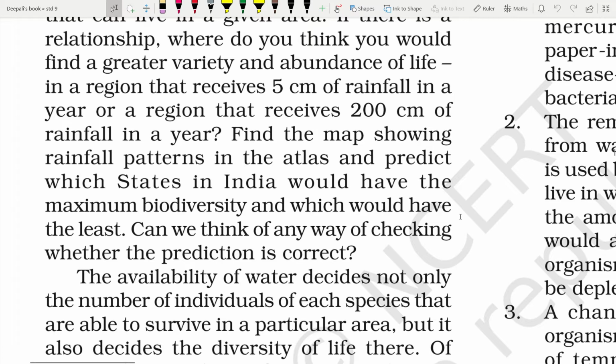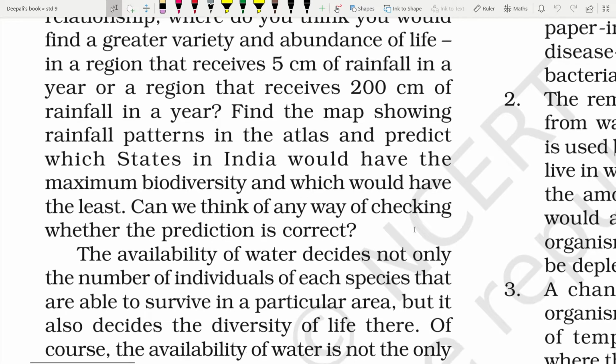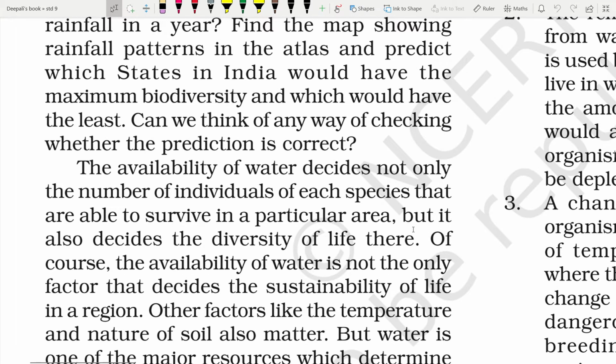Obviously, the plants and animals growing in the area which receives more rain will be more and will have a larger variety, whereas those living in a dry area will have less. Can you think of any way to check whether the prediction is correct? The availability of water decides not only the number of individuals of each species that are able to survive in a particular area, but it also decides the diversity of life.